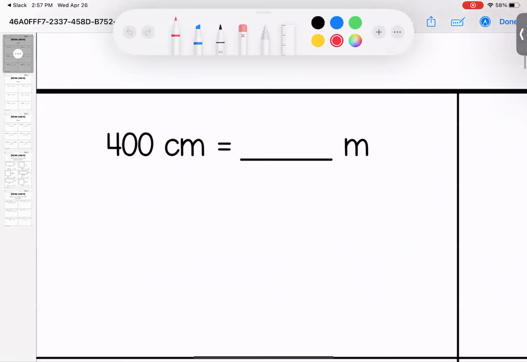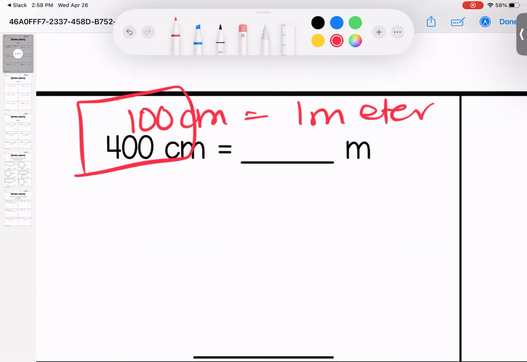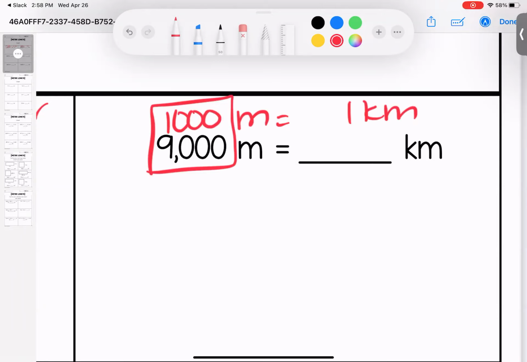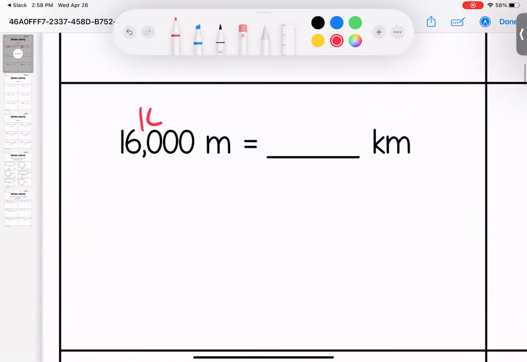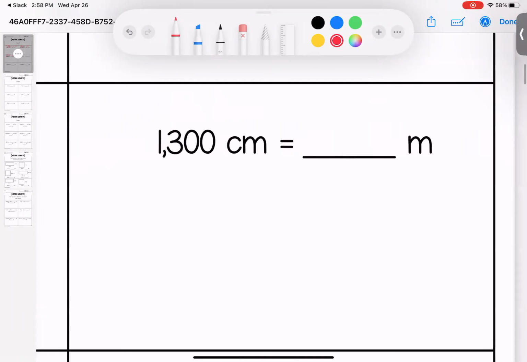Looking at our metric length, converting centimeters to meters. There are 100 centimeters in 1 meter. Same side, I divide. 400 divided by 100 is 4. Over here, meters to kilometers. There are 1,000 meters in 1 kilometer. Same side, I divide. 9 divided by 1,000 is 9. Over here again, meters to kilometers. Divide, I get 16. Centimeters to meters.